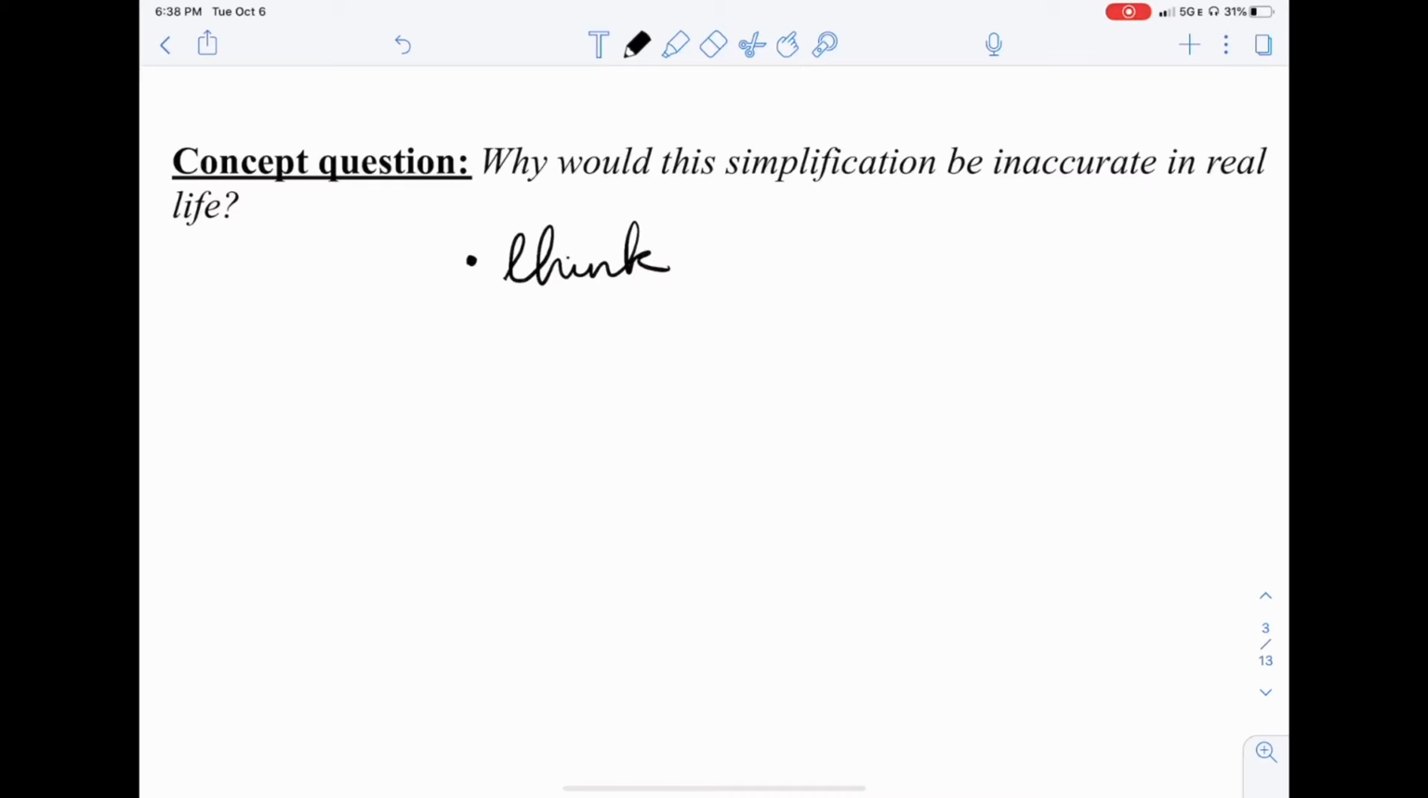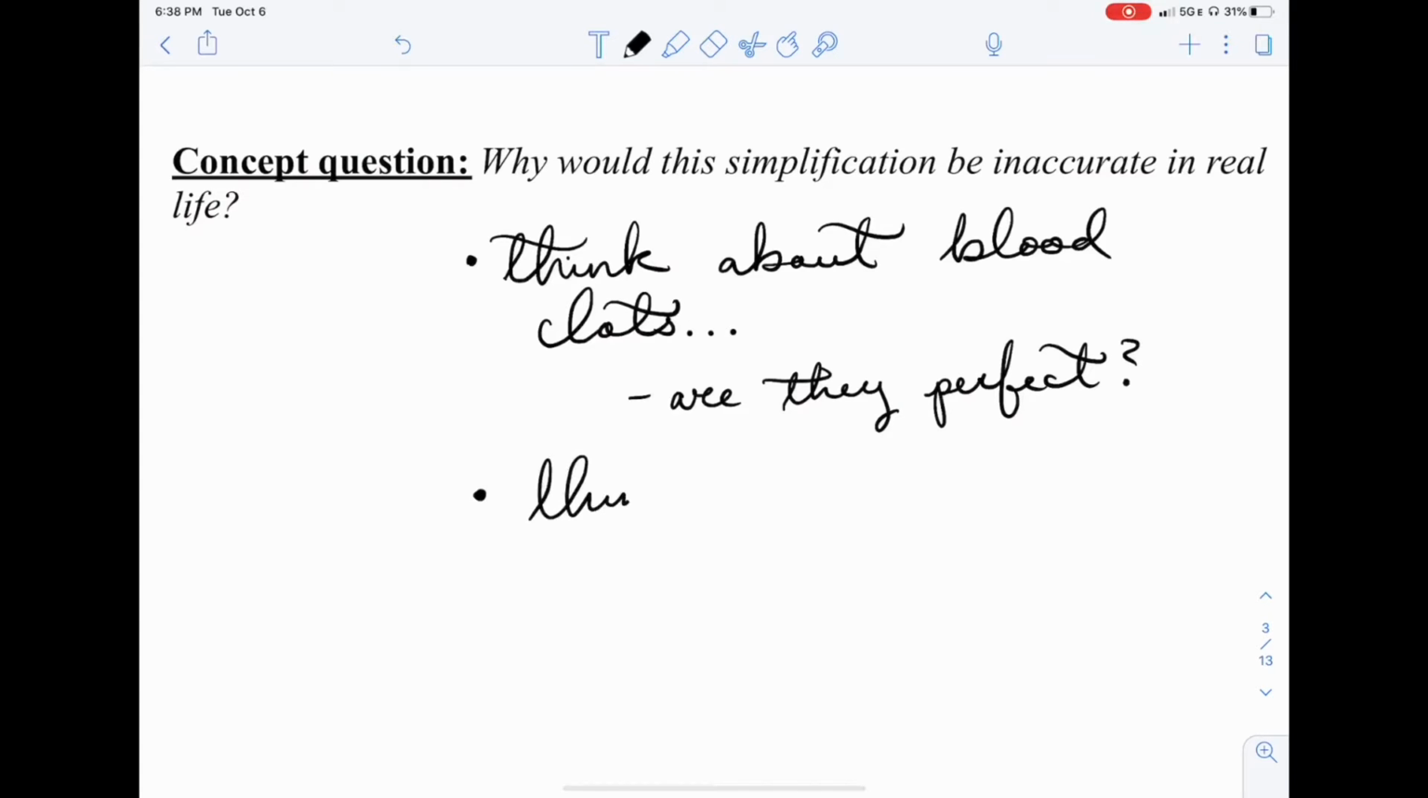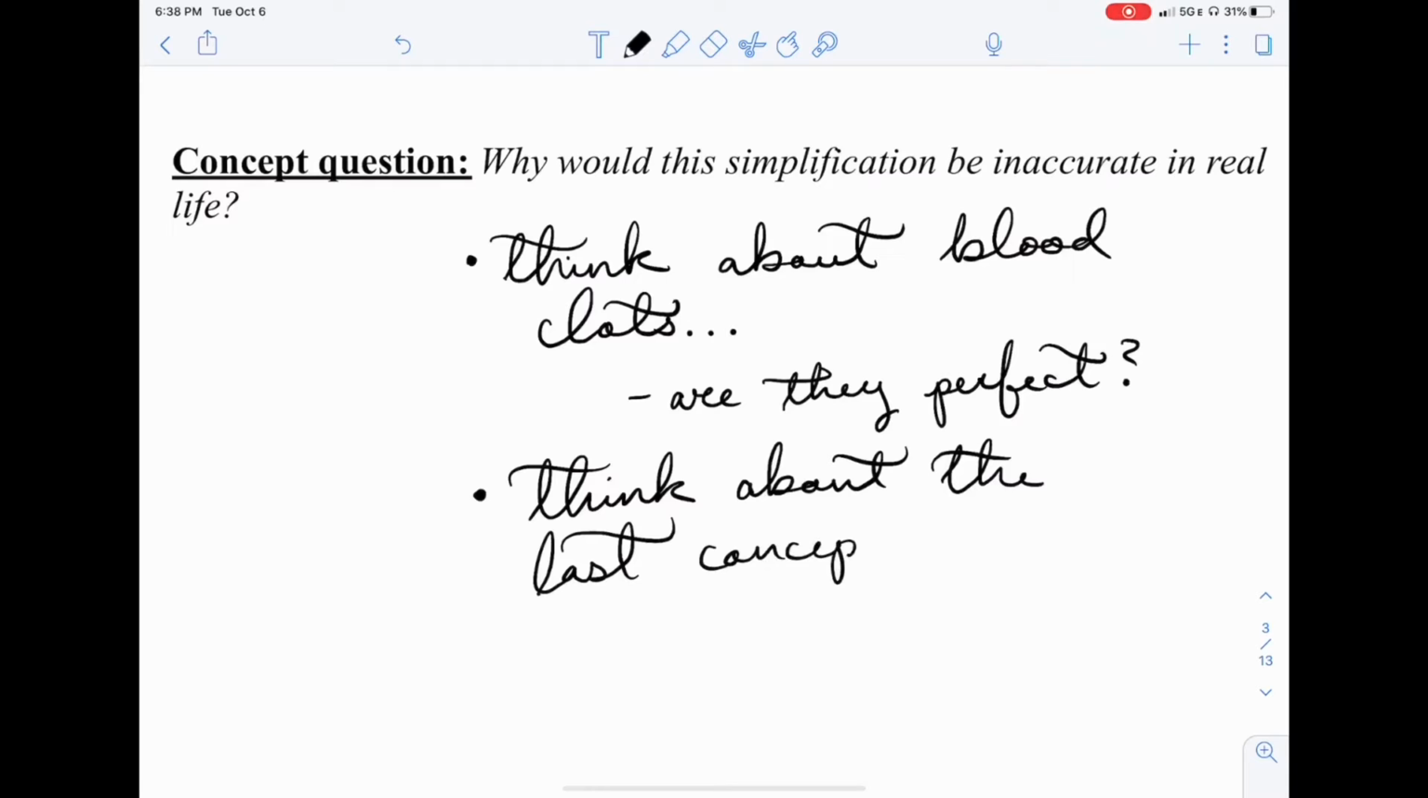So first, I want you guys to think about blood clots in real life. The image above shows more of a perfect view of a blood clot. Is it always like that? Is the shape always going to be perfect? This could affect the accuracy. Another thing to think about is the last concept question. So relate what we answered for the first concept question to real life and try to figure out why that could somehow affect the accuracy.